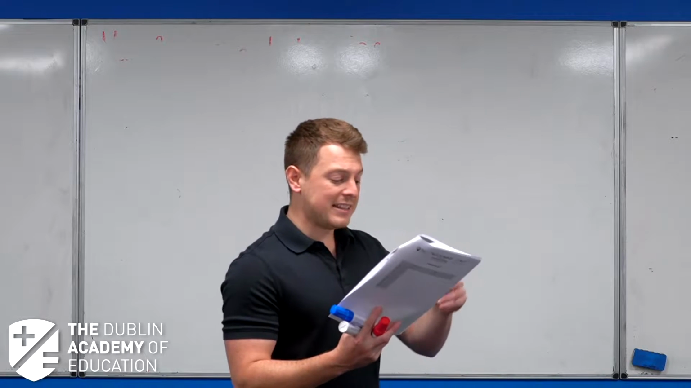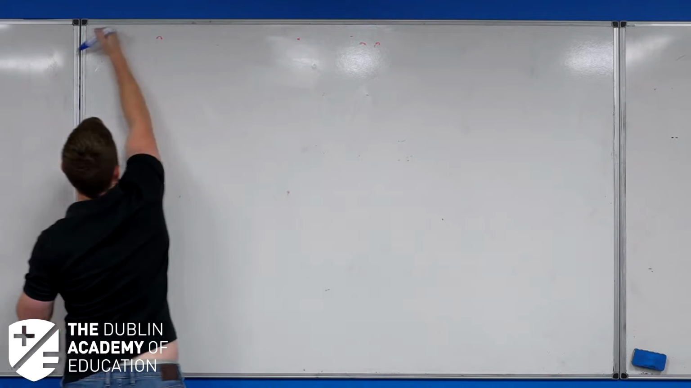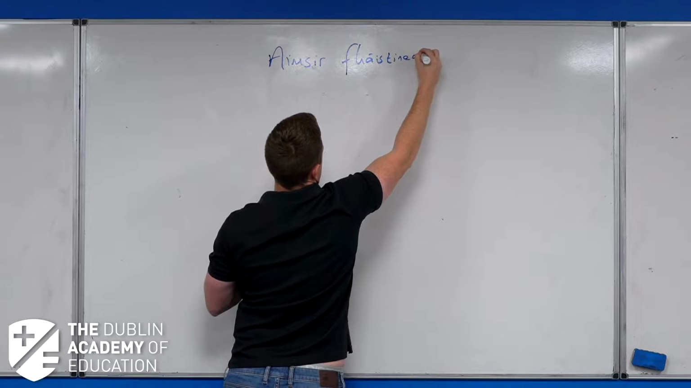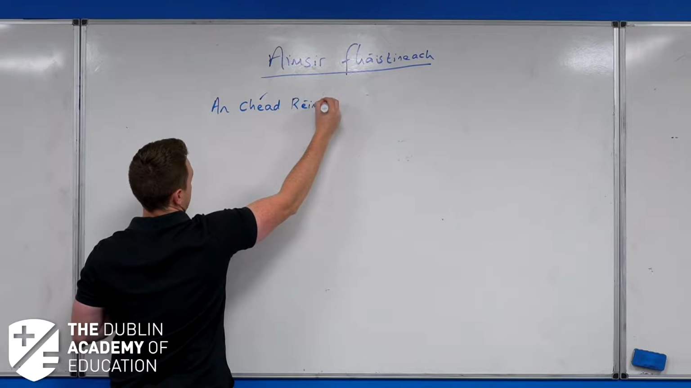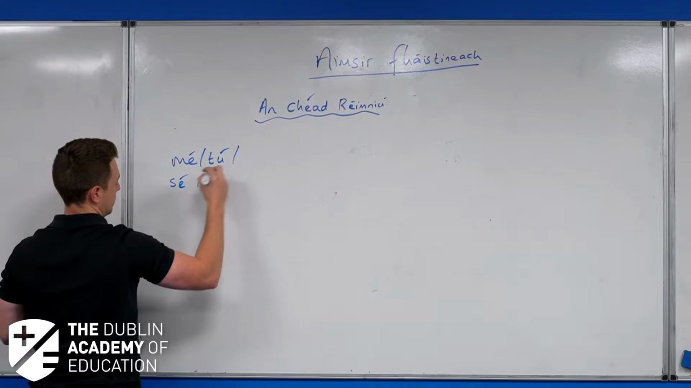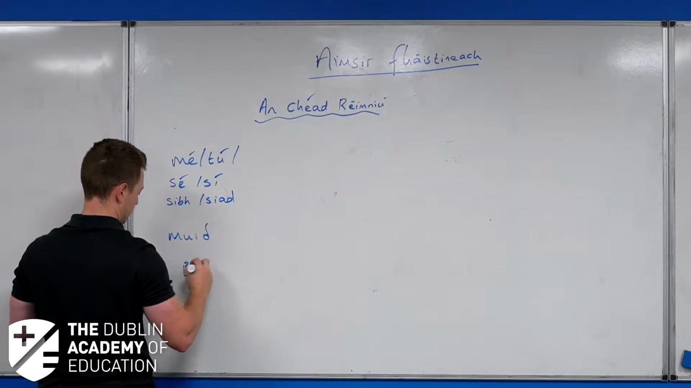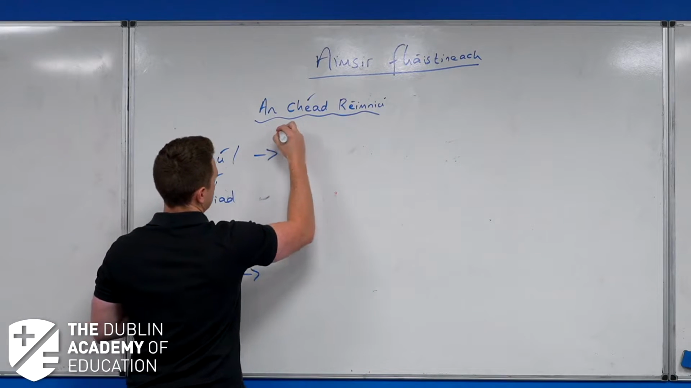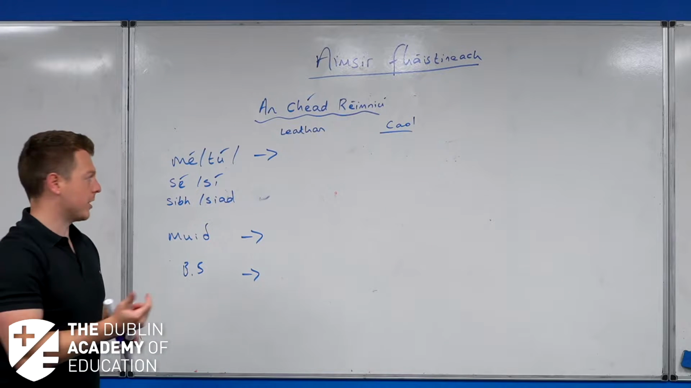Let's have a look at the examples. We have an ending for mé, tú, sé, sí, muid and sibh. For the Aimsir Fháistineach, I have a dirty board here. My fault, I should have cleaned it. Aimsir Fháistineach, Céad Réimhne. Here, very simply, we've got an ending for mé, tú, sé, sí and sibh.